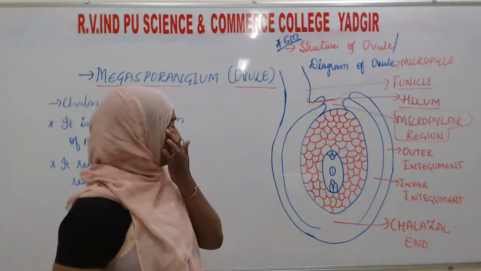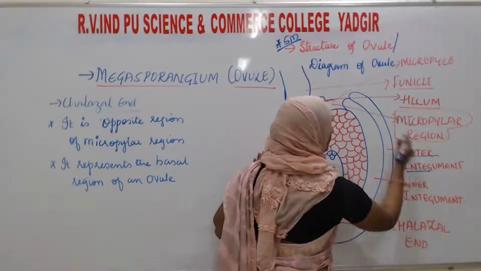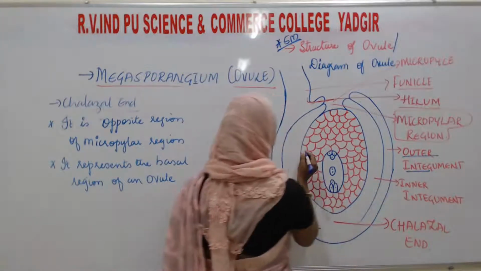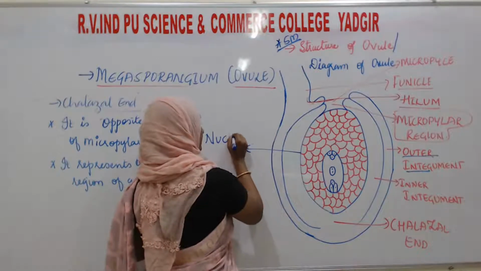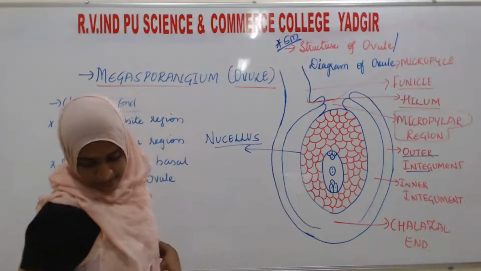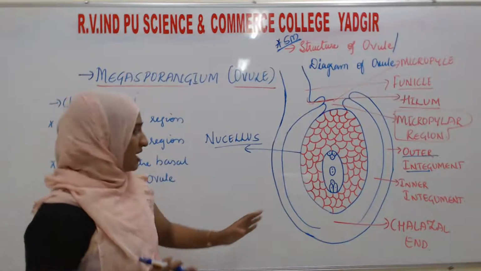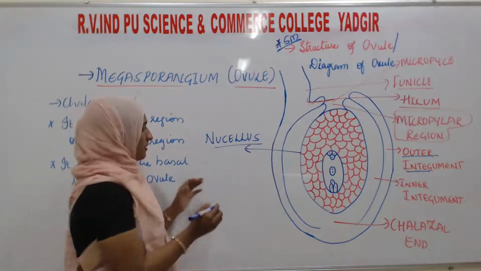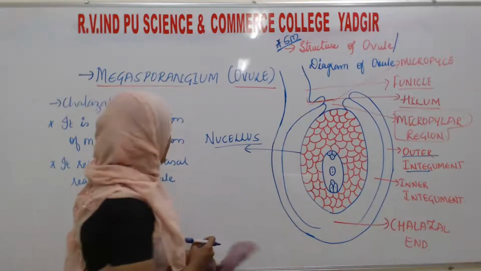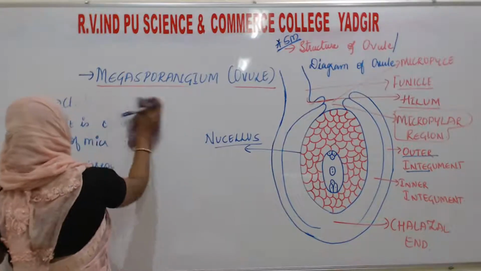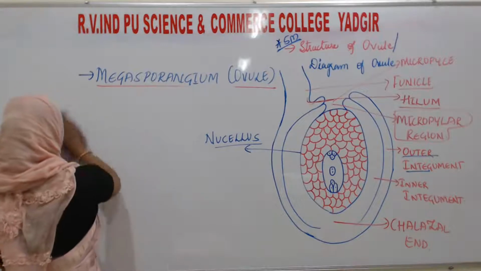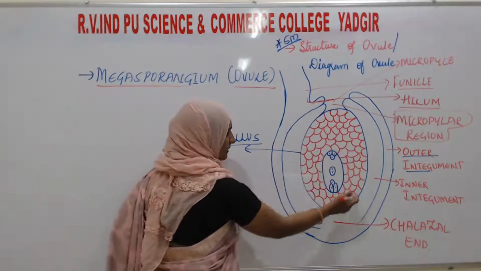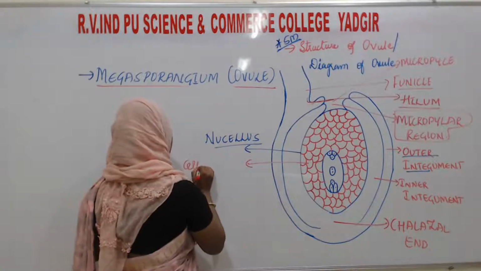Here are the two integuments. You can see the outer integument is enclosing the ovule, and the inner integument is enclosing a structure. What is that structure? The structure is known as the nucleus. The integuments enclose a mass of cells, which is known as the nucleus. Here you can see the red colored cells; these are the cells of the nucleus.